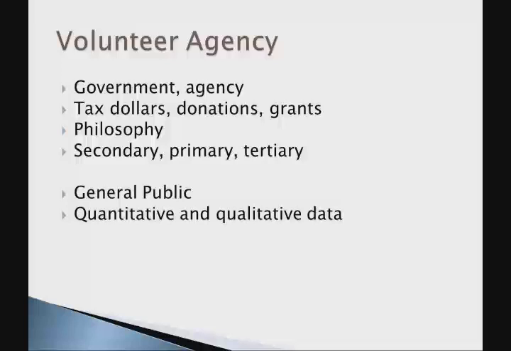In the volunteer agency, you typically are working with the general public again, which means you have to go to your community. The community typically will not come to you. And depending on the funding source for the volunteer agency, that will dictate the type of data you need to collect to prove your successes, but most volunteer agencies will accept either quantitative or qualitative data to prove success.